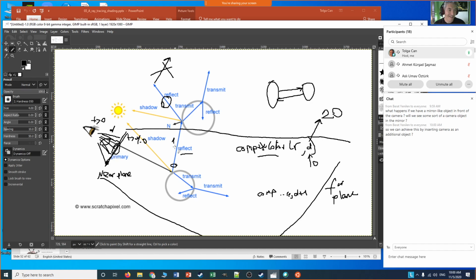Yeah, exactly. If you want to actually see the reflection of the camera, you can add a geometric object for your camera and you will see the reflection of the camera itself on the mirror-like object in front of the camera. You can do that. That's perfectly possible. Yeah, thank you.